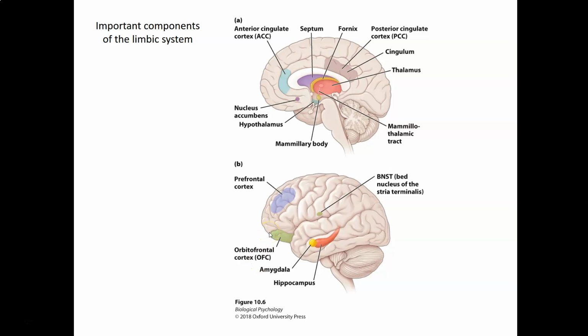So bits and pieces of different parts of the brain have been added into the limbic system as our understanding of this system has evolved. So just be aware of the circuitry, understand some of these brain areas, and as we go through this, we will talk more about some than others, okay?